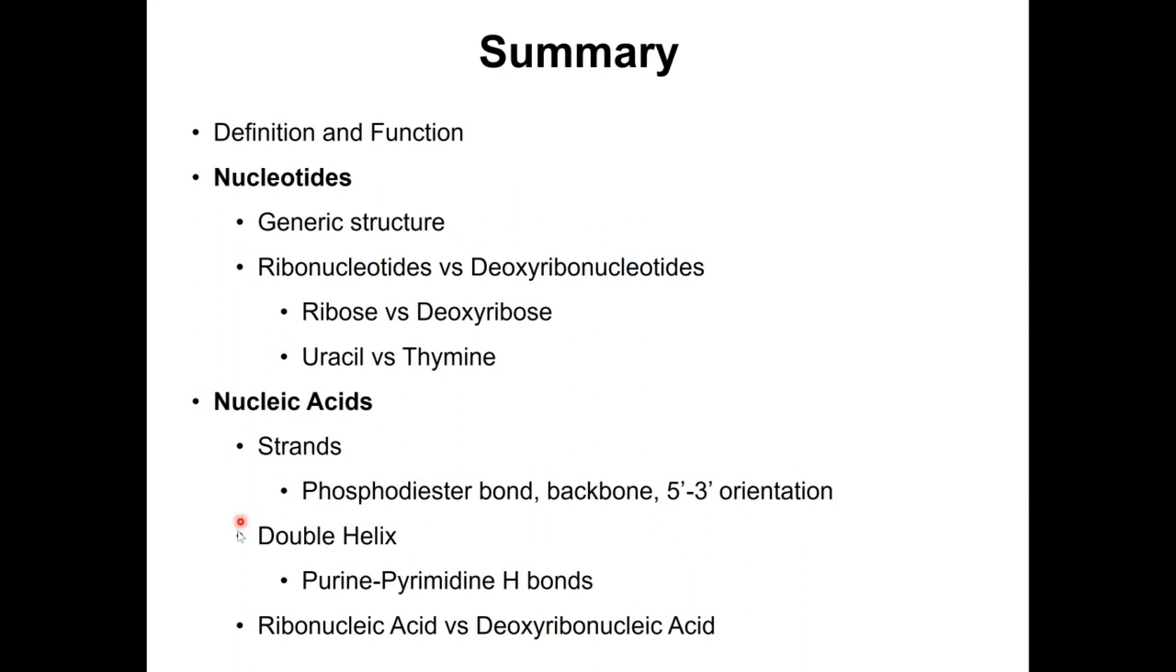Then we also discussed how the double helix can be formed both in DNA and partially in RNA as well, through the purine-pyrimidine hydrogen bonds with a specific pattern. So where you have adenine binding to thymine in DNA or uracil in RNA, and cytosine binding only to guanine, both in DNA and RNA. And finally, we showed the structure of the double helix both in ribonucleic acid and deoxyribonucleic acid, so RNA, sorry, I should say, and DNA respectively.